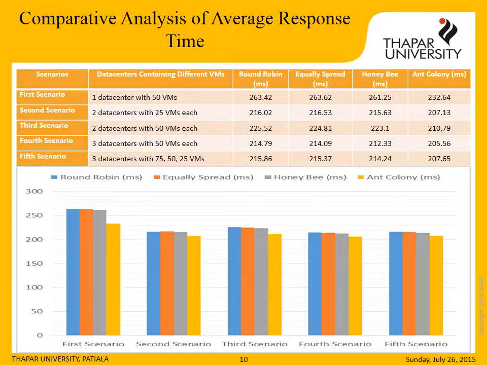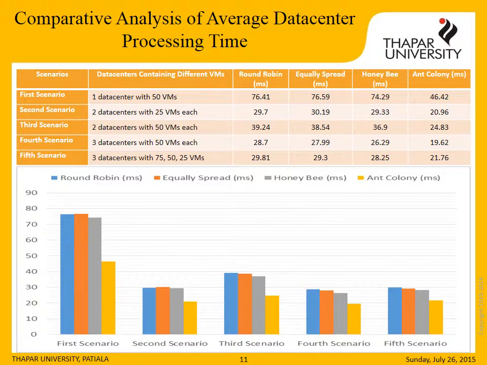The results which we get after performing the experiments are as shown below. In this experiment, we have considered 5 scenarios and we have calculated the average response time and average data center processing time with respect to the provided round robin and equally spread current execution algorithms, along with Honeybee and Ant Colony. Similarly, the data center processing time is given here.